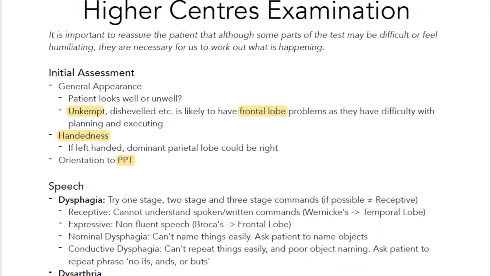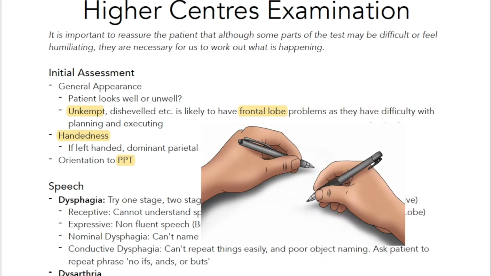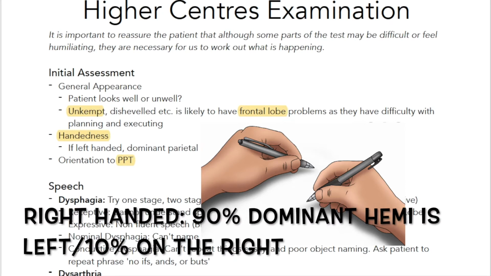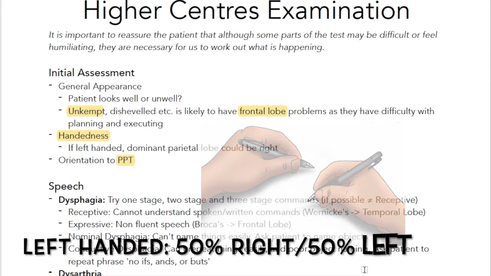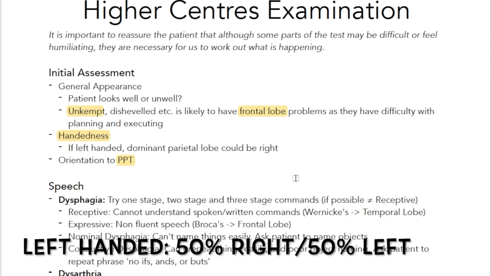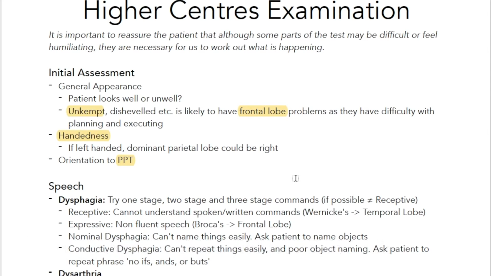Notice, is he right-handed or left-handed? Remember, in right-handed people, in 90% of the cases, the dominant hemisphere is on the left, and in only 10% is the dominant hemisphere on the right. For left-handed people, you literally have to flip a coin, because 50% will have the dominant hemisphere on the left, 50% will have it on the right. So that's useful to know, because why do you want to know?